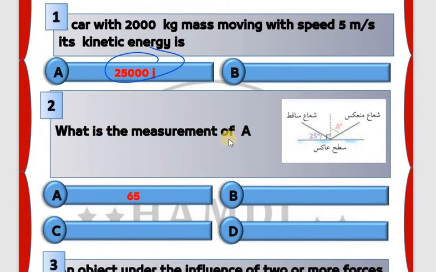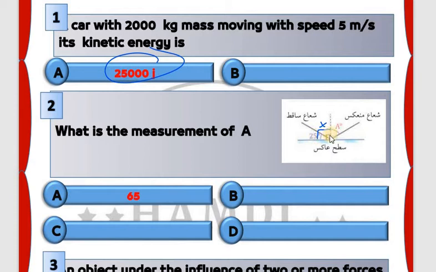Here, what is the measurement of angle A? From the reflection rule, angle X equals angle A, and angle X plus 25 is 90, so angle X is 65. 90 minus 25 is 65. Angle A equals 65, as the angle of incidence equals the angle of reflection.